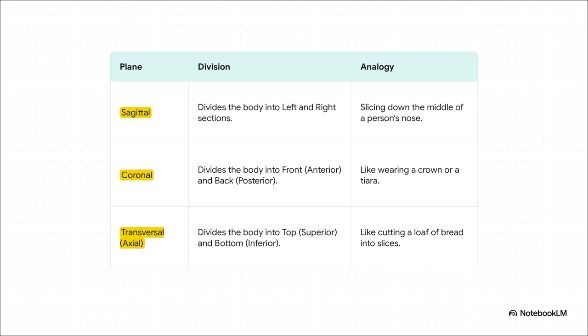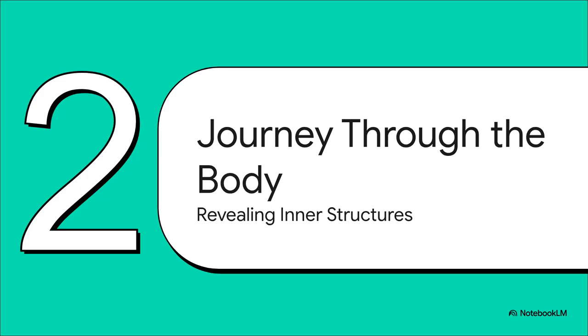First, you've got the sagittal plane, which divides us into left and right. Then there's the coronal plane, which creates a front and back view. A really easy way to remember this one is to think of where a crown, or corona, sits on your head. And finally, the transversal or axial plane. This is the one most of us picture, those top-to-bottom cross-sections, kind of like slicing a loaf of bread. Literally every single medical scan is built on these 3 essential views. So, now that we have our map, let's actually put it to use.